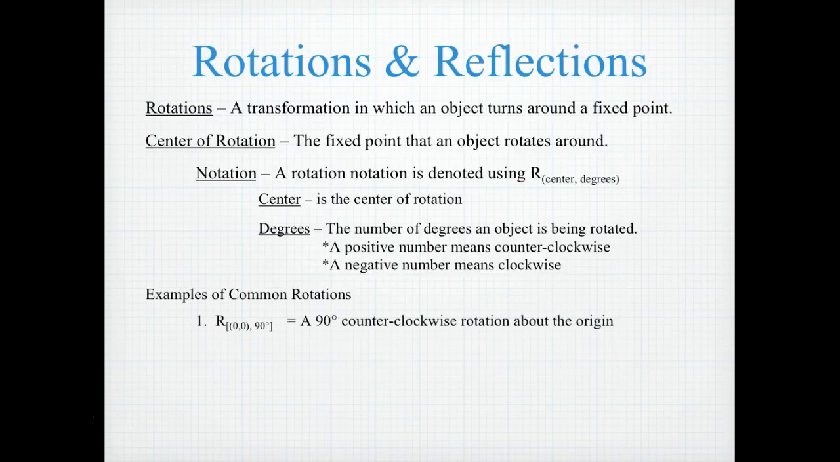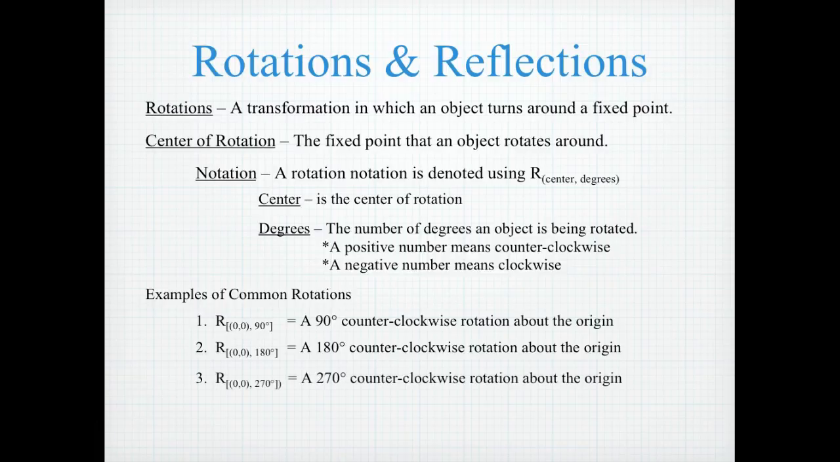Some examples of common rotations. The first one is a 90-degree rotation about the origin. There's a 180-degree rotation about the origin, a 270-degree rotation about the origin, and lastly we have a negative 90-degree rotation about the origin.